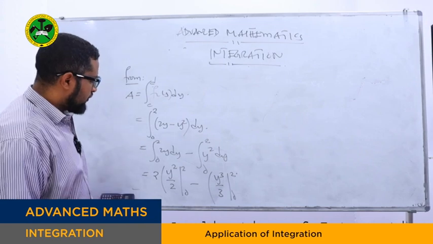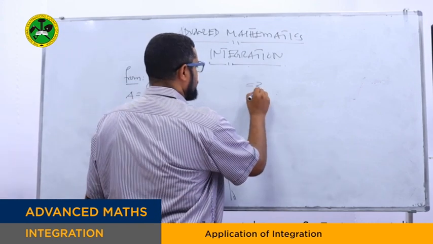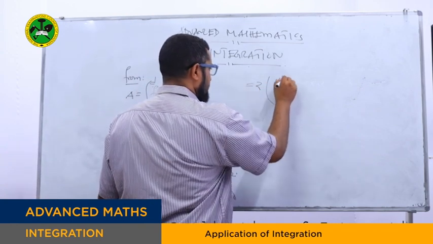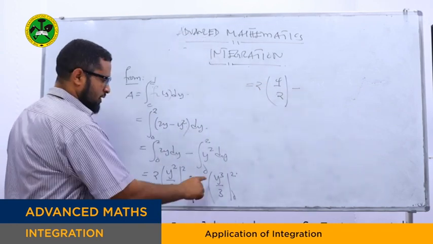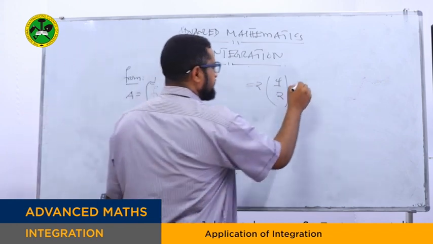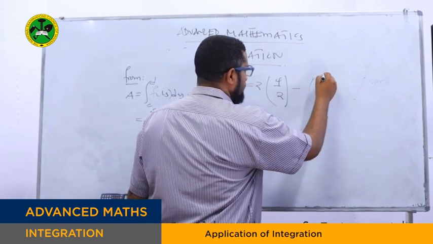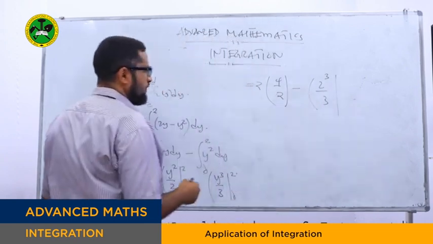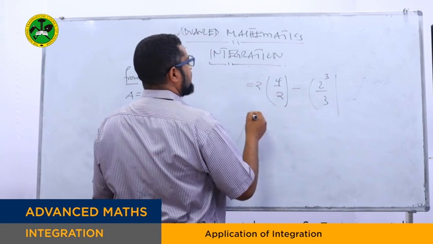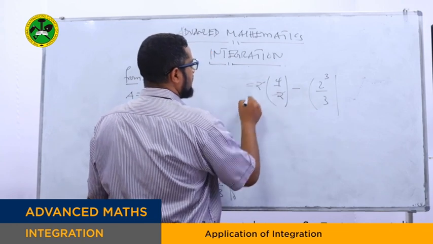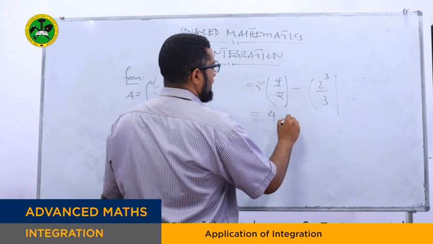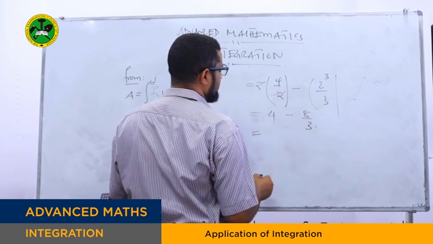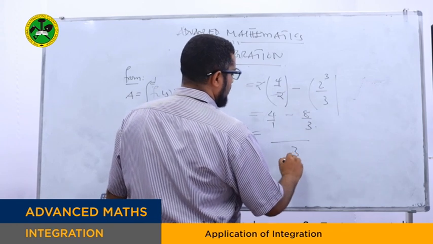Okay, so if we simplify now, we'll be having 2 times 2 power 2 is just 4 over 2 minus y to the power of 3 is 2 power 3 over 3. The one having 0 will also be equal to 0. So if you simplify, that one cancels, you remain with 4 minus 2 power 3 is 8 over 3. So simply, it's the same as taking this is 1 over 3.